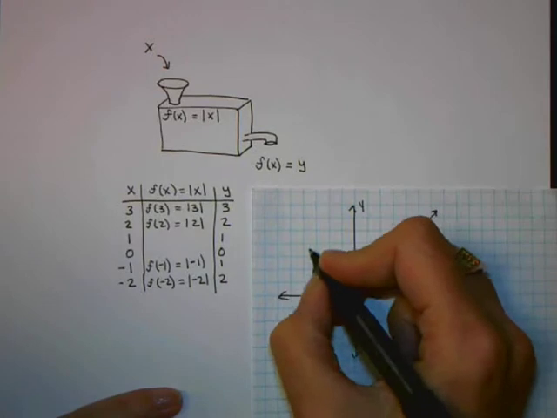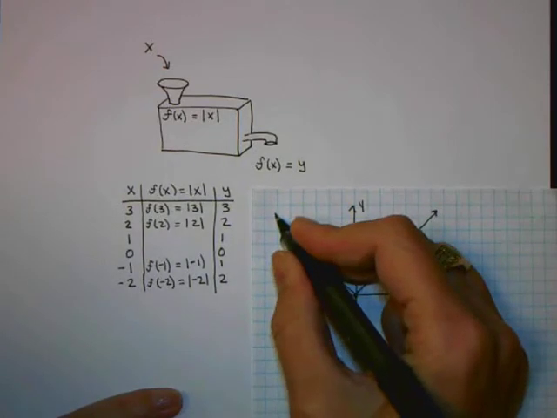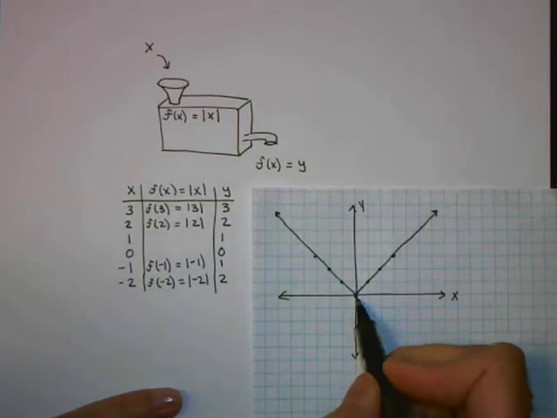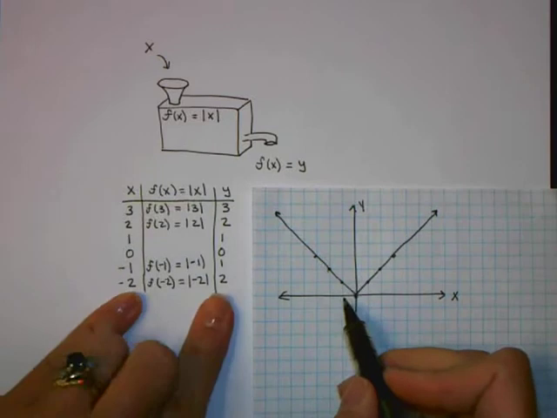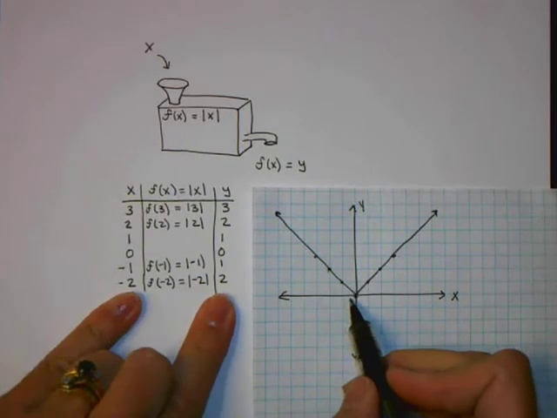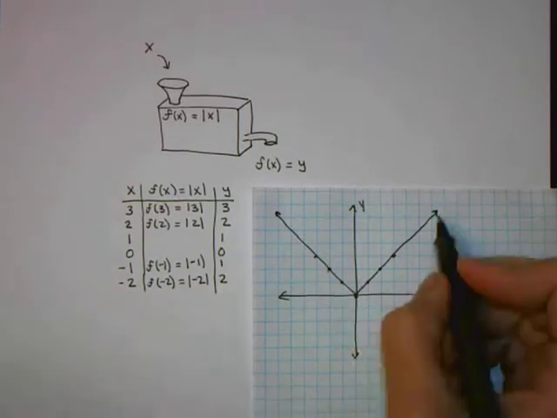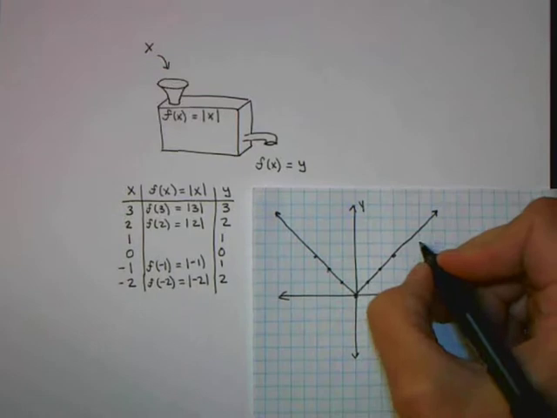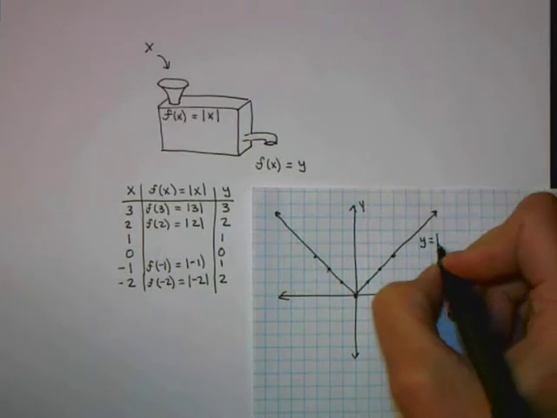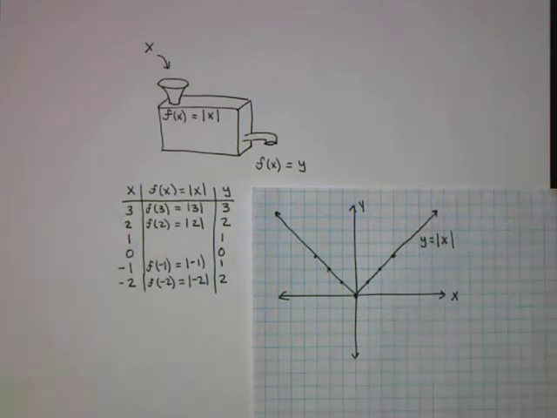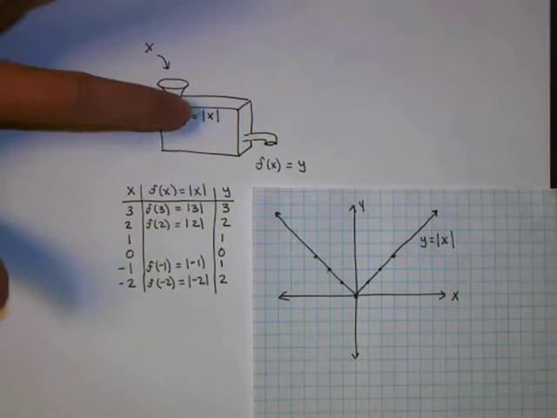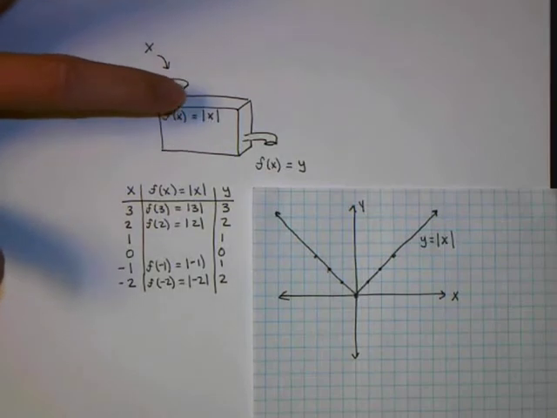It looks like when the x's are negative, the y has the same magnitude, the same number part, but the opposite sign. So this is a graph of the function y equals the absolute value of x, and it has this weird V shape to it. Let's see then what happens when we have functions that are more complicated than simply the absolute value of x.